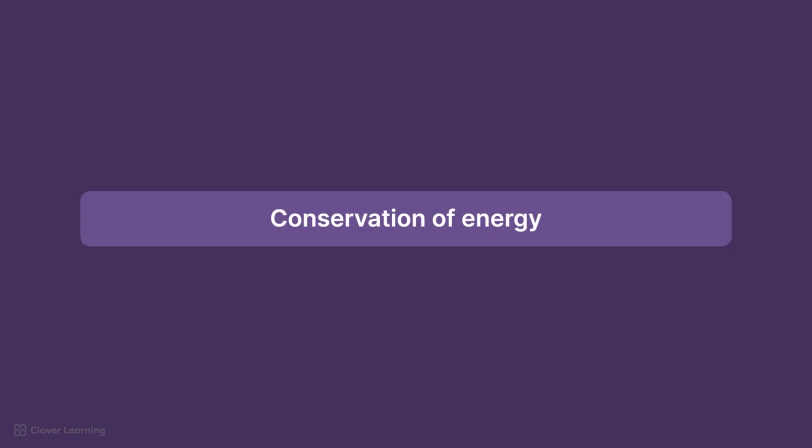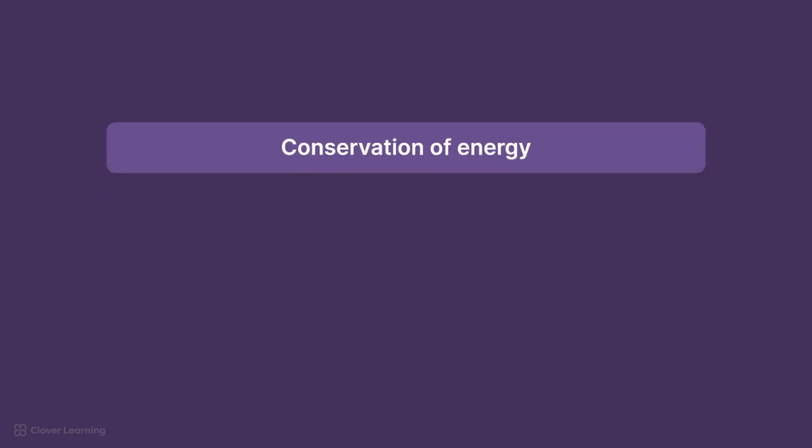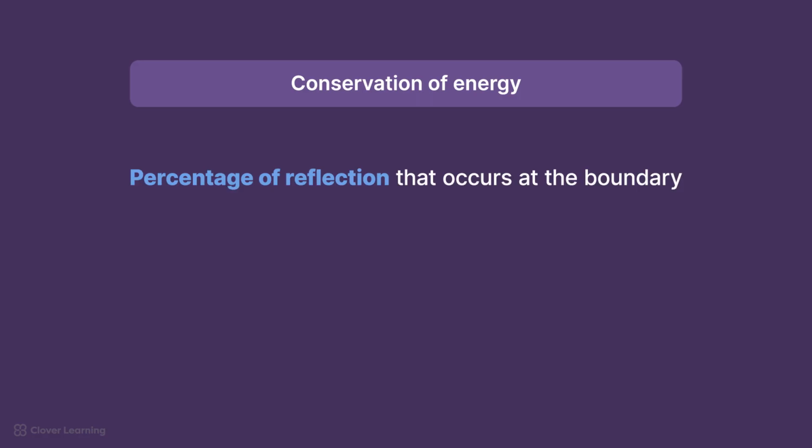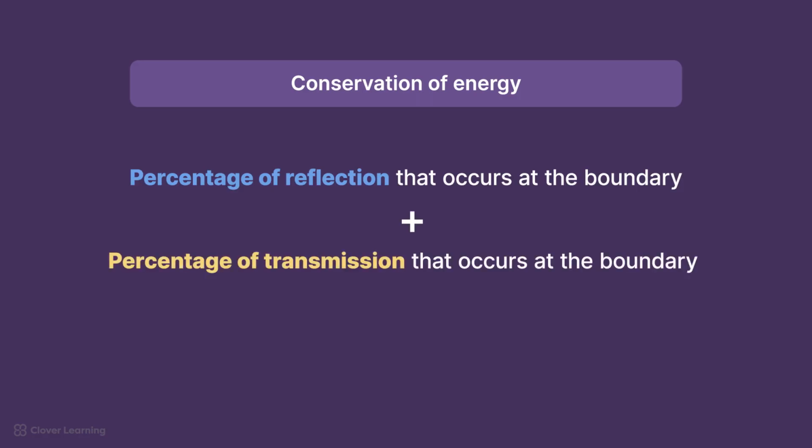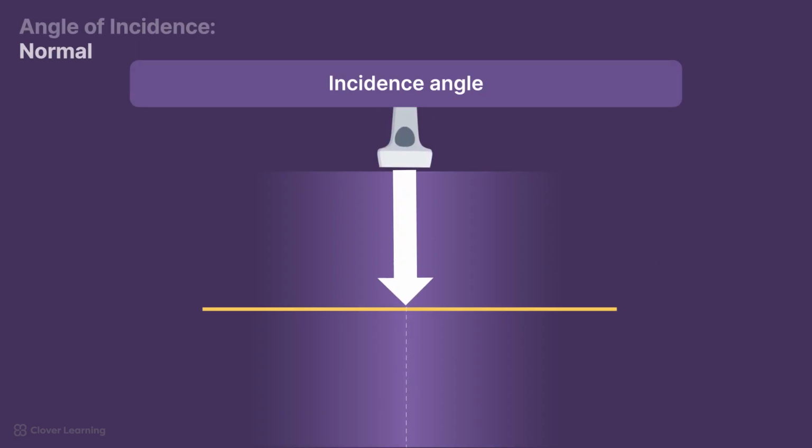With conservation of energy, we know that there is no energy loss at the boundary. So, the percentage of reflection that occurs at the boundary plus the percentage of transmission that occurs at the boundary must still equal 100%, just like in normal incidence. We can also look at the angle of incidence to help us better understand reflection behavior in oblique incidence. In normal incidence, the incident angle is 90 degrees, so the reflection angle is 90 degrees, straight back towards the transducer.